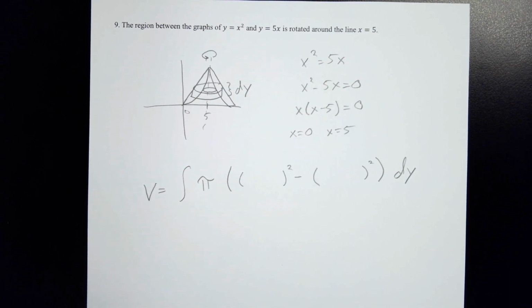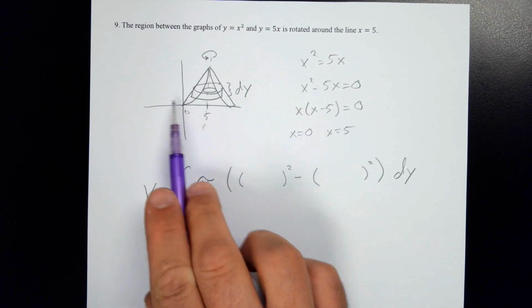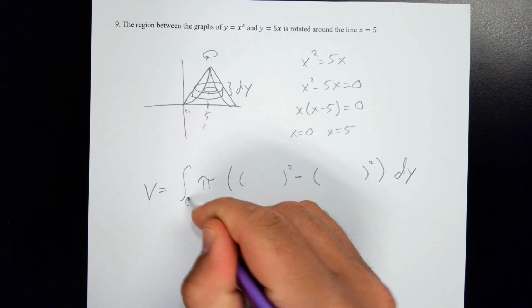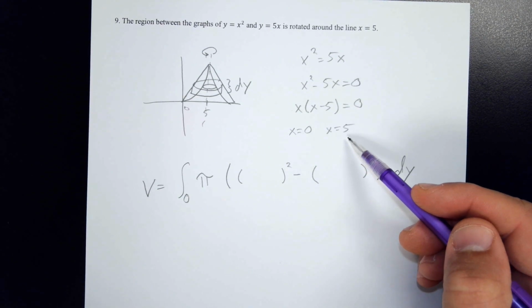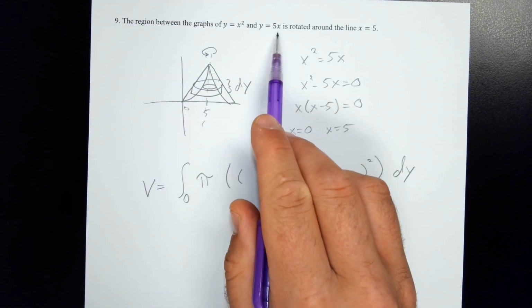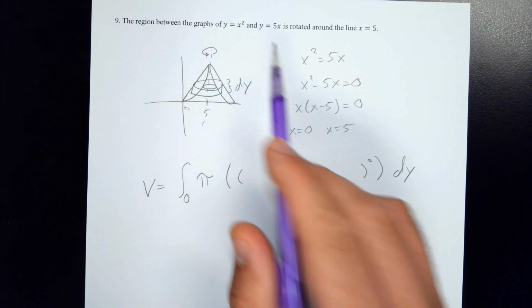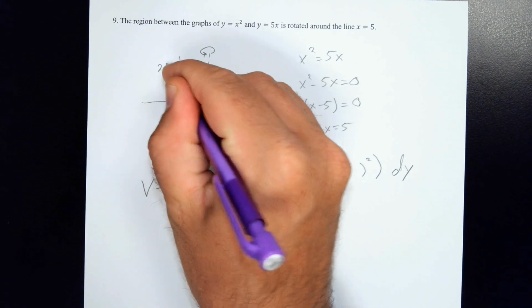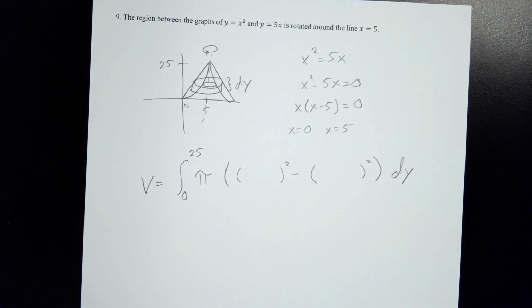So I should figure out where y is going from. Well, certainly the bottom, when x is 0, that's y equals 0. So that's the point 0, 0. If x is 5, that's the other place they intersect. What are these functions equal to? If x equals 5, y is 25. 5 times 5 is 25, or 5 squared is 25. So this must be a distance of 25. Okay, so I almost have it set up.